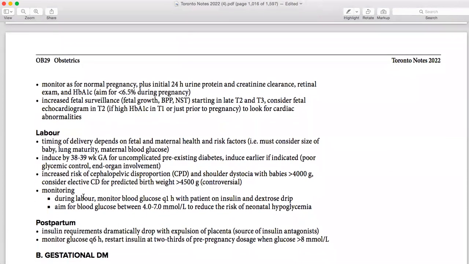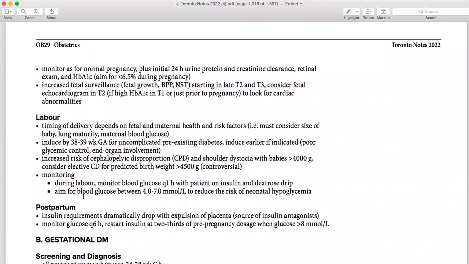Then comes the labor. What are we going to do with the labor? Once the placenta is expelled, insulin levels start decreasing. The requirement of insulin starts decreasing. So you have to check those things. The timing of the delivery depends on the fetus and the maternal health, at 38 to 39 weeks. So you need to check: if it's uncomplicated, and induce earlier if indicated, like if it's complicated. Then pelvic disproportion, because the baby has macrosomia.